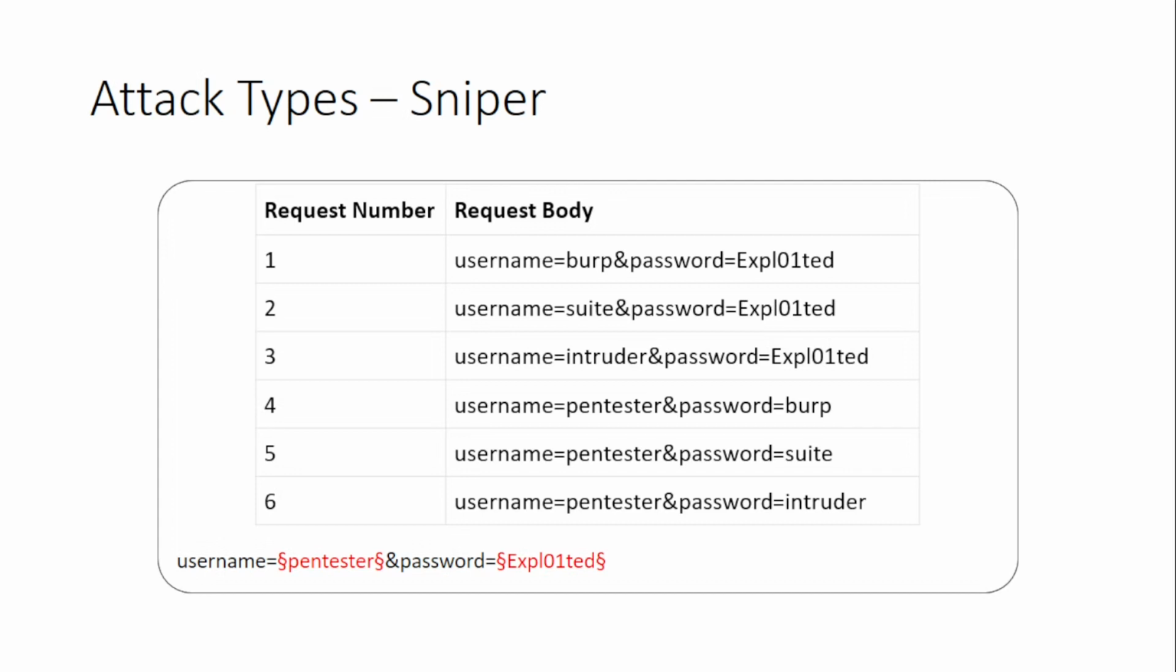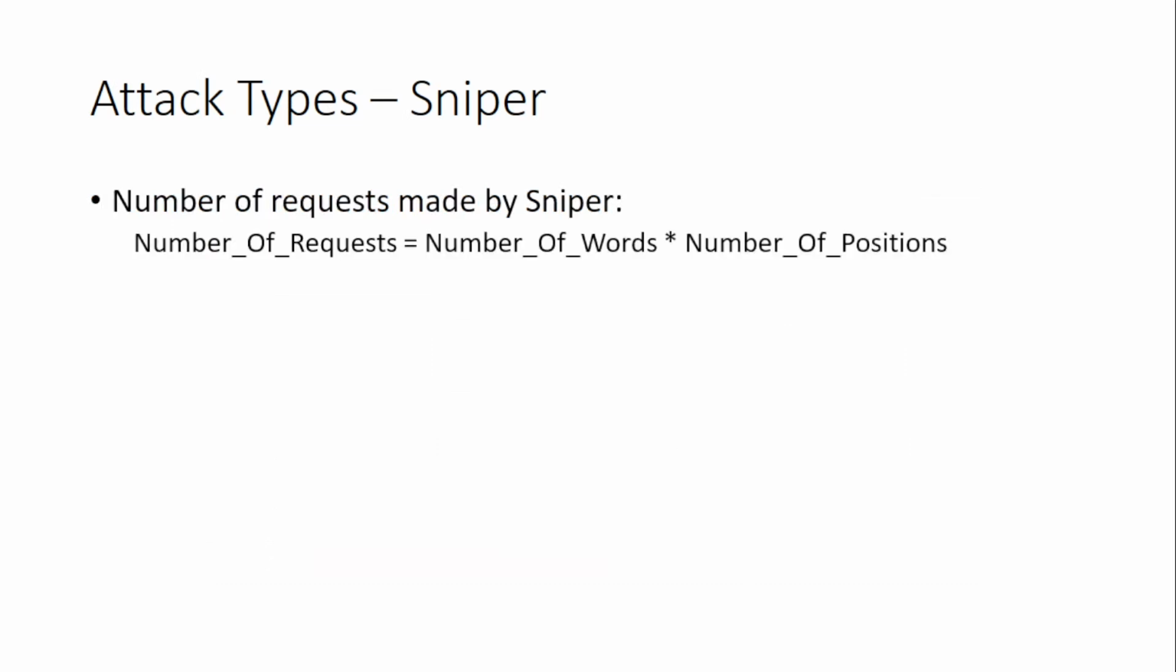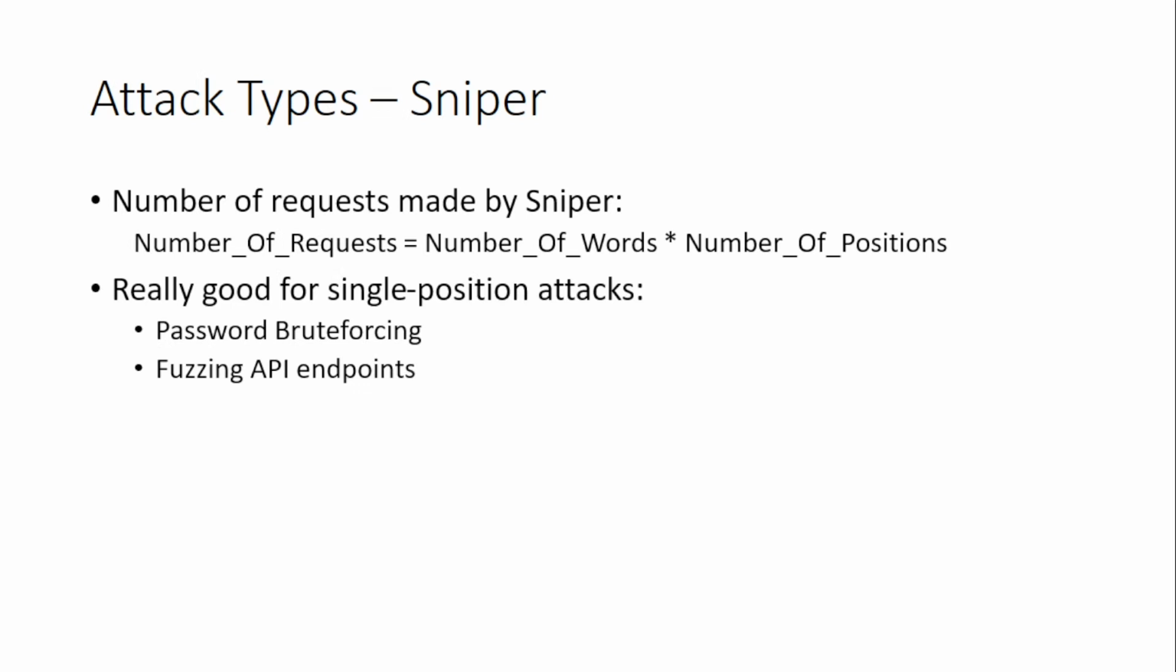Once this is done, it goes and takes the second position and modifies it with words in the word list. So this time the username won't change, it stays pentester, while the password goes through all the words in the word list. And so here we end up with 6 requests. The number of requests made by Sniper is equal to the number of words in the word list multiplied by the number of positions. So this is really good for single position attacks like password brute forcing or fuzzing API endpoints.